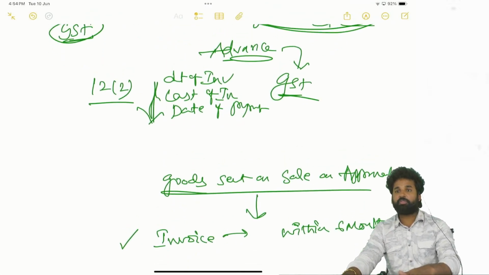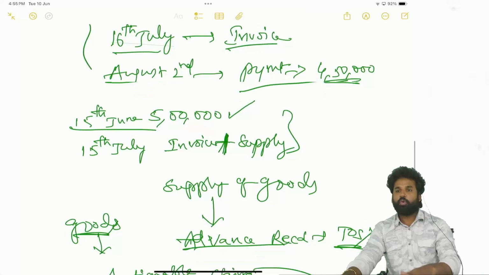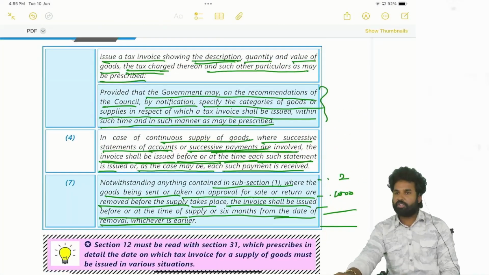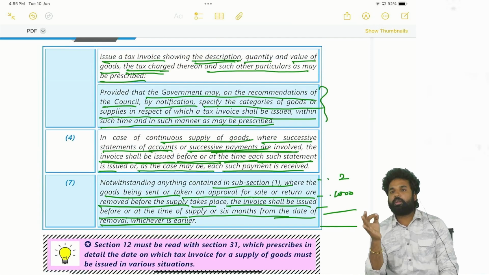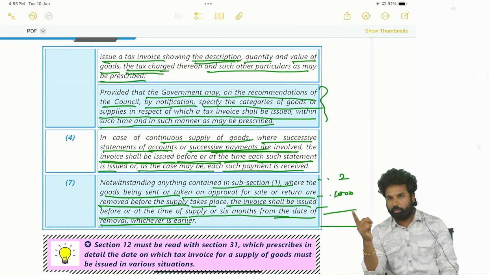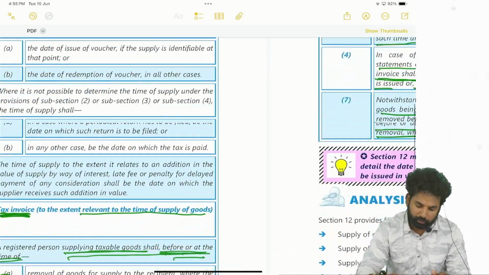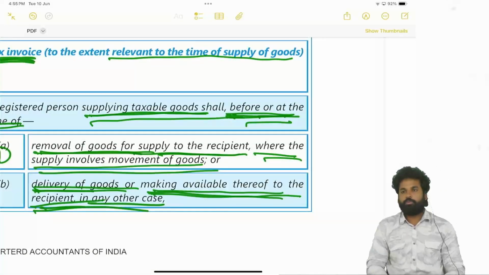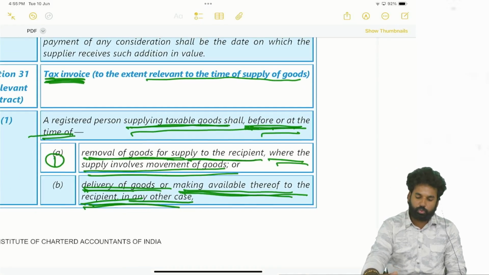When the goods involve movement or no movement, that means delivery or making available the goods. In such cases, on or before the date of movement of goods, on or before the date of removal of goods, or on or before the date of delivery, or on or before the date of making available thereof to the recipient. Okay, so this is what we read with respect to goods.